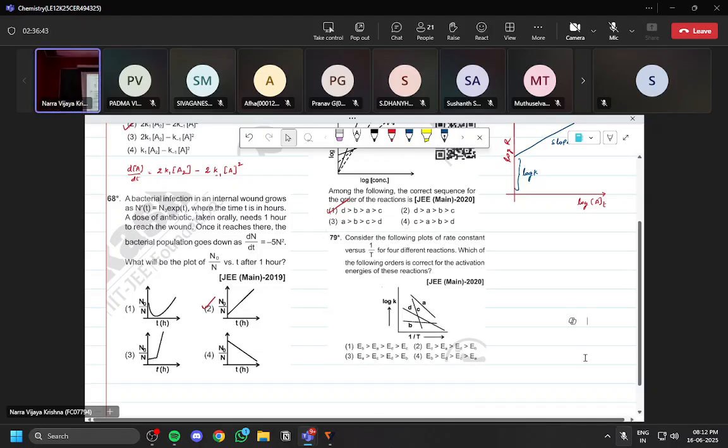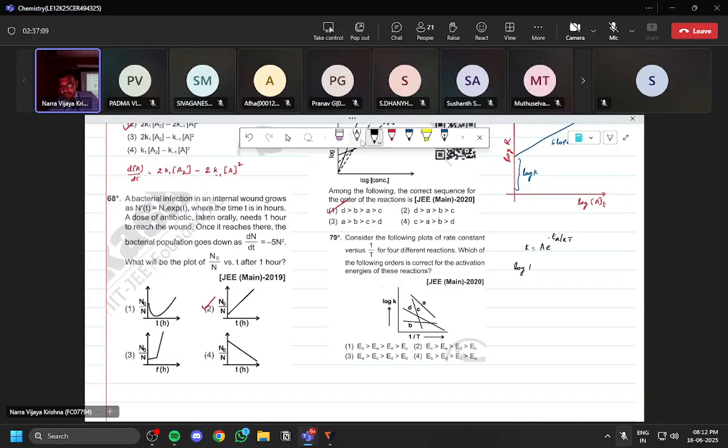Consider the following plots of rate constants versus 1 by T for 4 different reactions. Which of the following orders is correct for the activation energies of the reactions? Rate constant versus 1 by T, and they want activation energy. Can I say k equals A e power minus Ea by RT, correct? Take logarithm. ln k equals ln A minus Ea by RT. Correct?